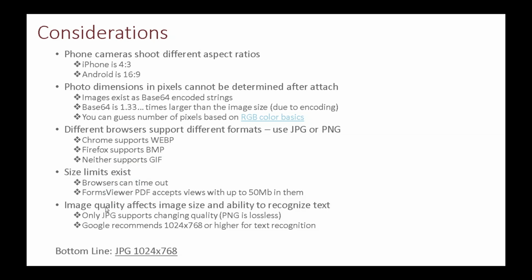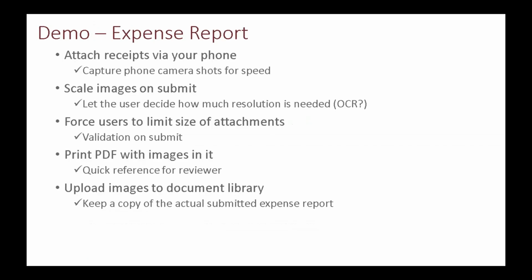And then finally, if you're going to change the quality of the image, you'll see in a second that part of the alter image command gives you the ability to change the quality. You can only do that for JPEG. So anyway, the bottom line here is that you're going to want to use JPEG, and you're going to want to scale it to 1024 by 768 probably for most submissions. When you want to reduce the size, that's going to be your goal, your target format and dimensions. So let's do the demo.